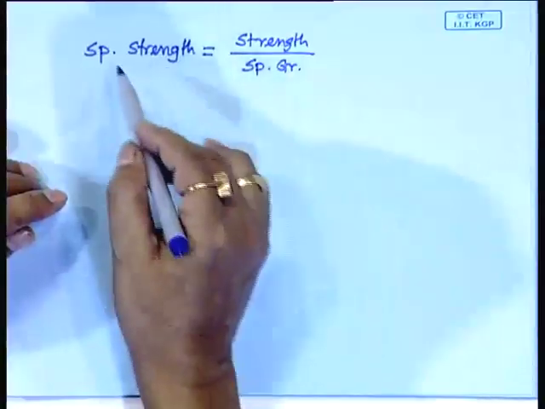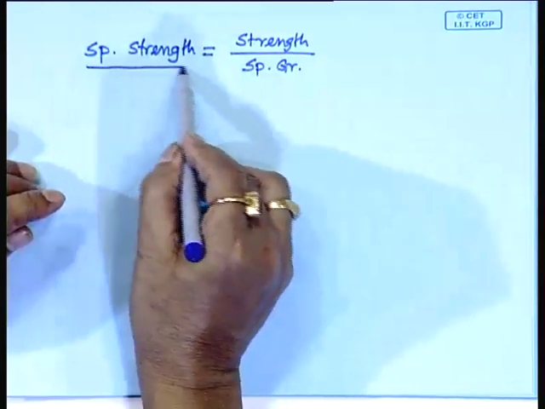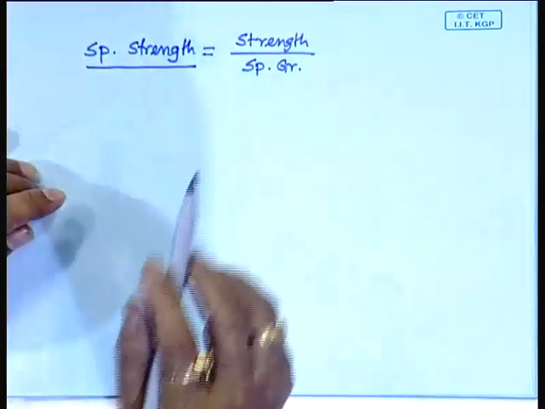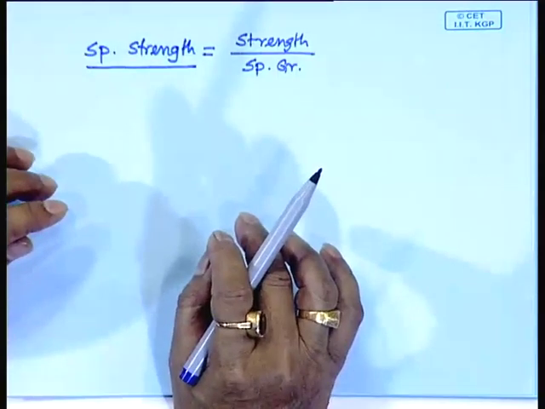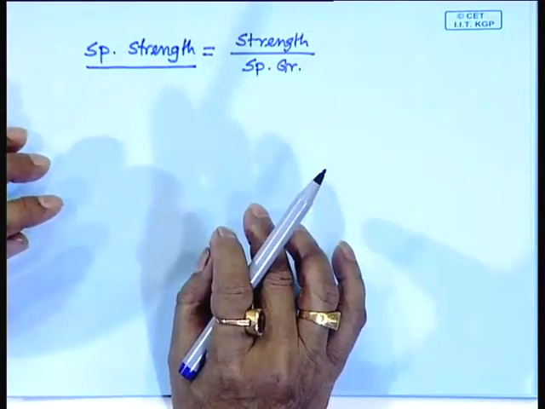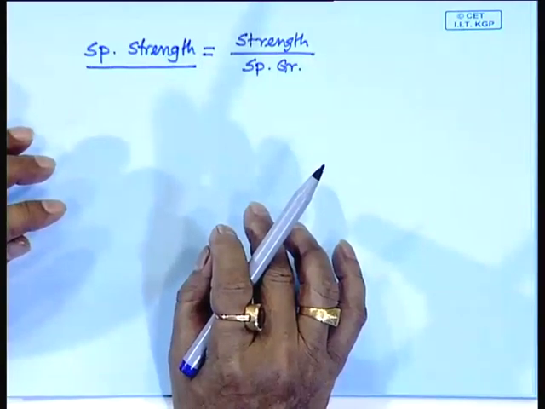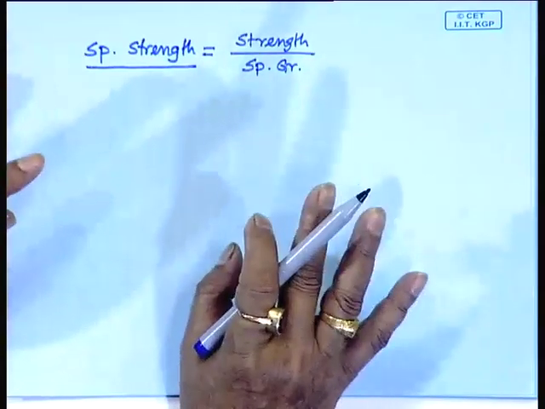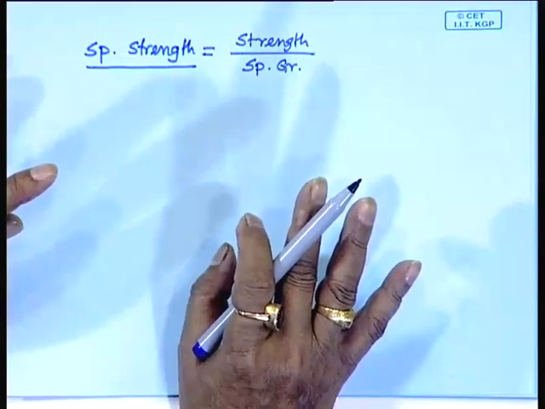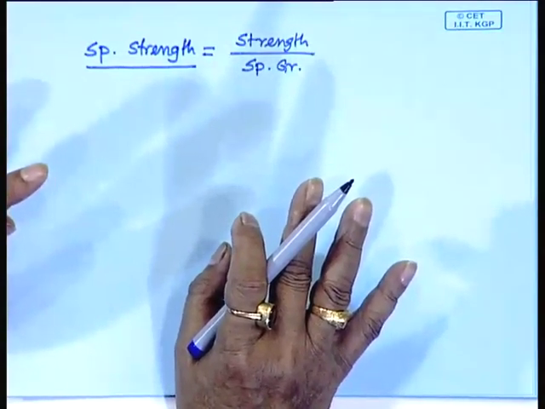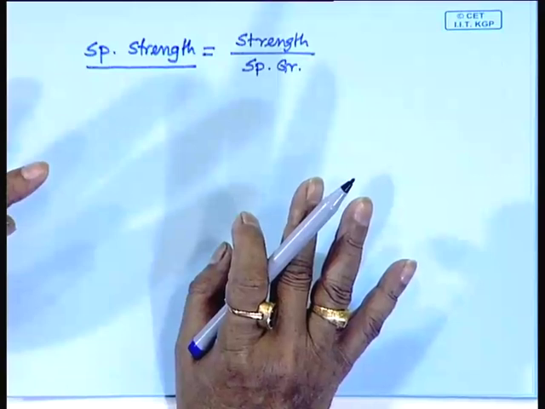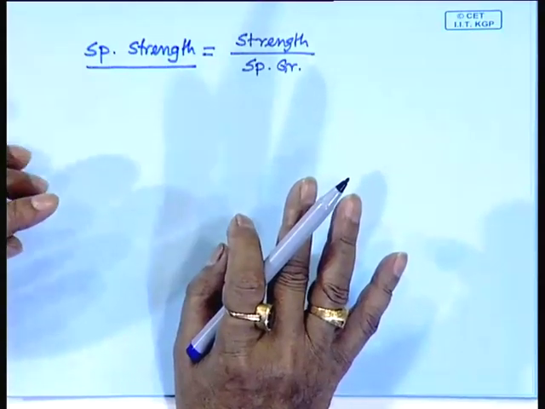Now, this is a property which is very much essential in today's civilization, in civilized applications. We can get very high strength but light. Today, vehicles, say automobile vehicles, are thought of as fully green composite. What is green composite?